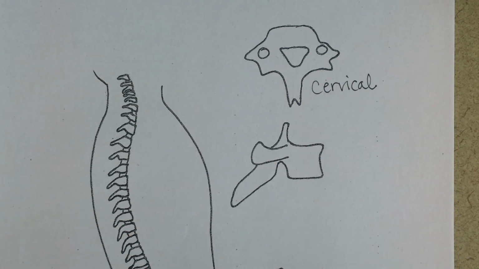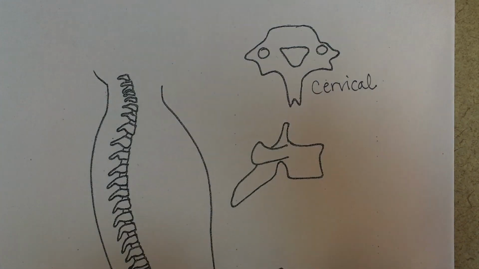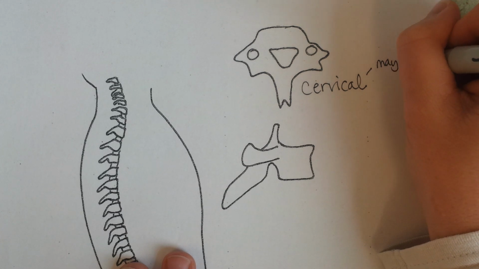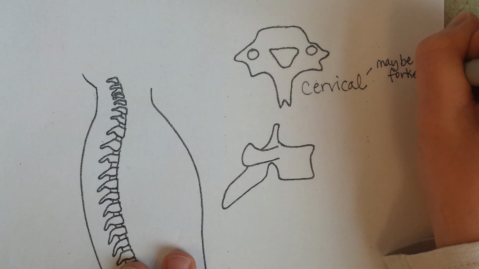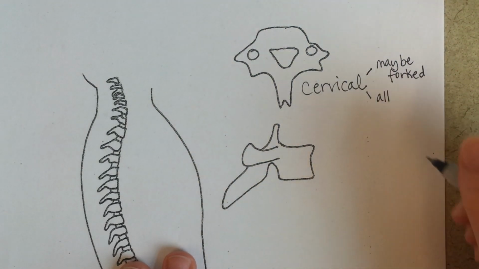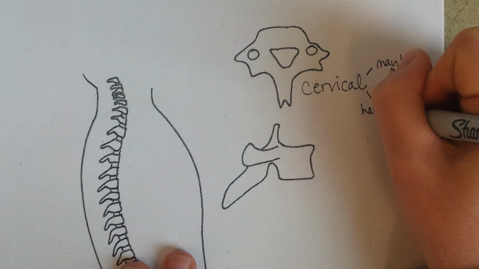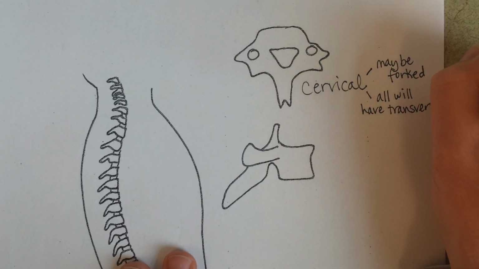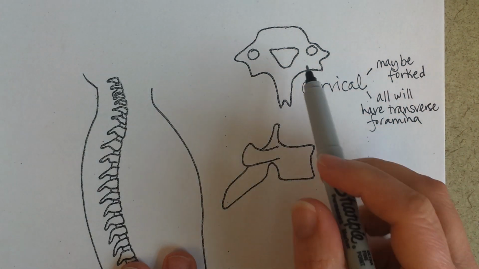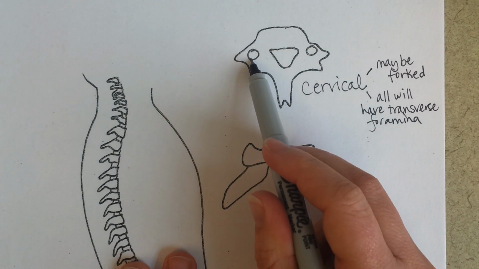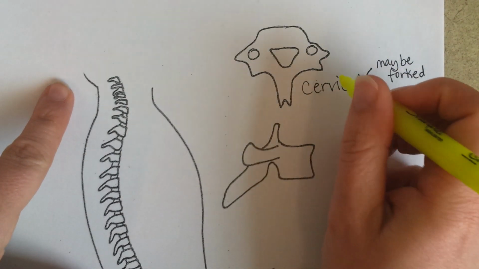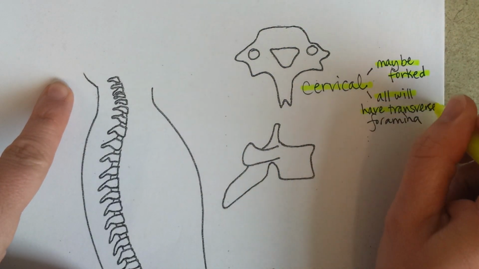And some things that you'll notice about cervical vertebrae are that some of them are forked. They may be forked, and all will have holes in the transverse processes. And if there's more than one hole, we call it foramina rather than foramen. So here's a transverse foramen, here's a transverse foramen, and we call them the transverse foramina. So this is something unique to cervical vertebrae.